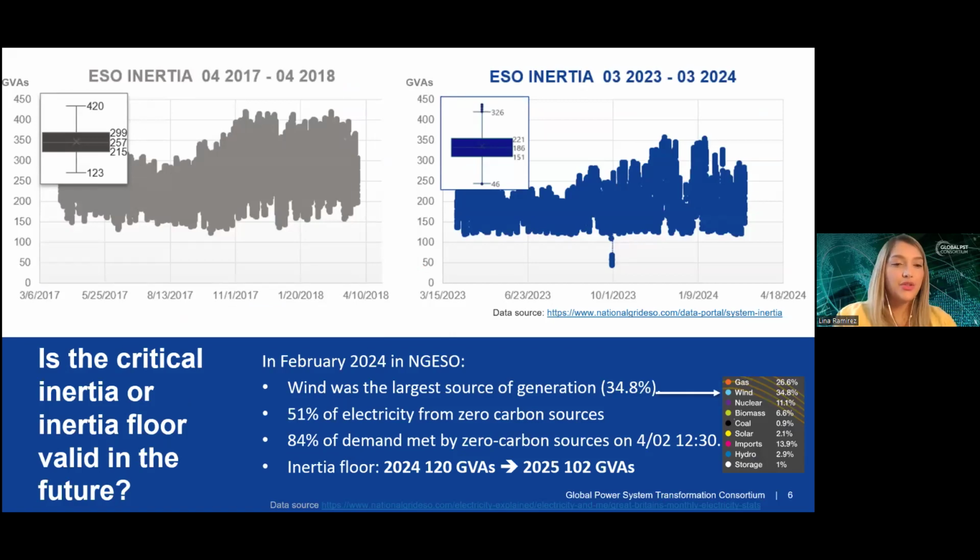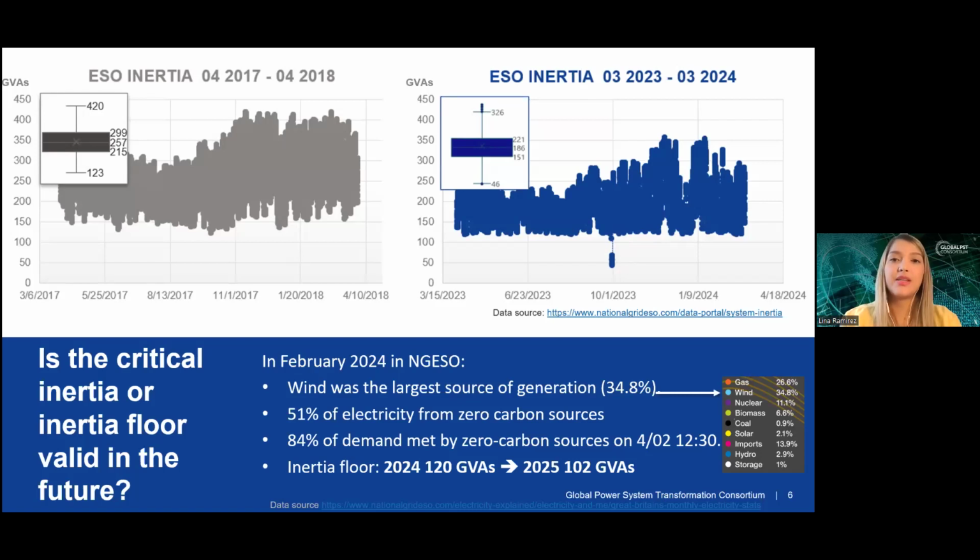Also, another issue is that, as I mentioned in the beginning, the critical inertia or inertia floor. Having that critical inertia is important now when we have synchronous generation and IBRs, but in the future, when we are expecting to have more IBRs, maintaining that critical inertia floor means curtailing renewables, and that is one thing that we want to avoid.